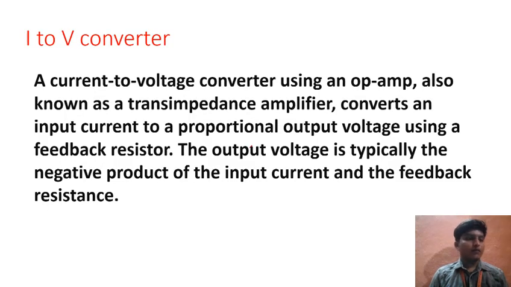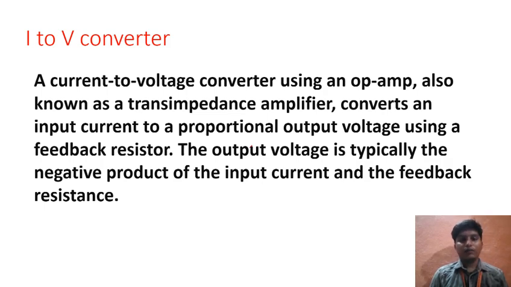First of all, the current to voltage converter definition. What is this? A current to voltage converter using an op-amp, also known as a transimpedance amplifier, converts an input current to a proportional output voltage using a feedback resistor. The output voltage is typically the negative product of the input current and the feedback resistance.